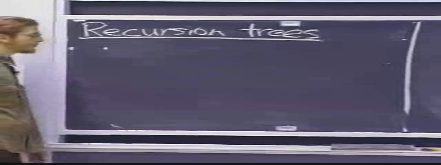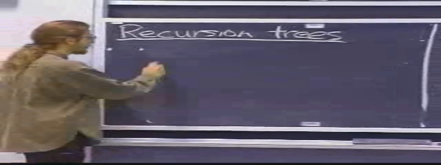So let me just say a couple things about recursion trees, then we'll do an example. The idea is to model what's going on in this recursion. So we'll think of the recursion as a recursive algorithm, and then we just watch what happens as that algorithm executes.